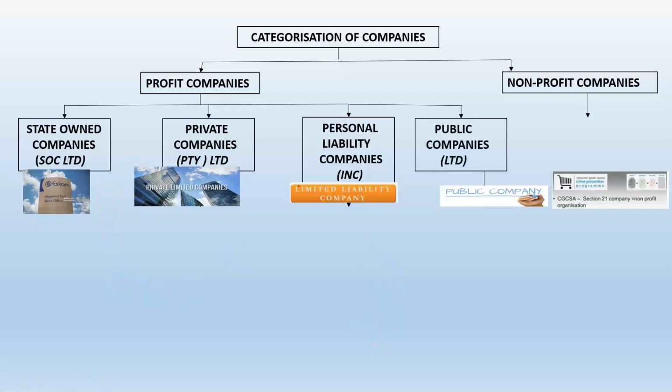Then a public company, and that is probably the most general type of company. A public company is everything which is not a state-owned company, a private company, a personal liability company, or a non-profit company. It can be either a listed or an unlisted company, but we will talk about that a little bit more as well. Then we get the so-called non-profit companies, and we categorize them all under Section 21 companies.